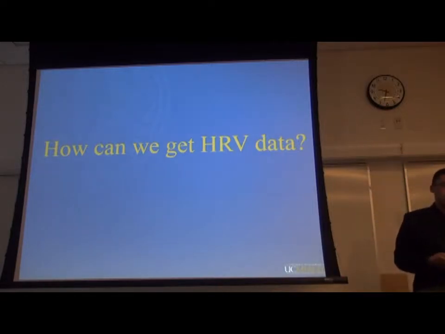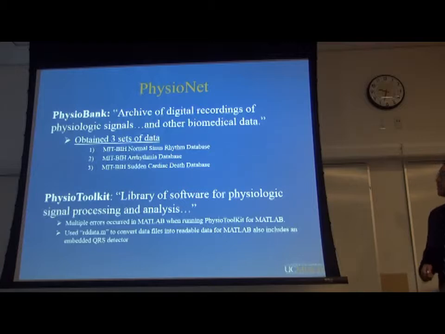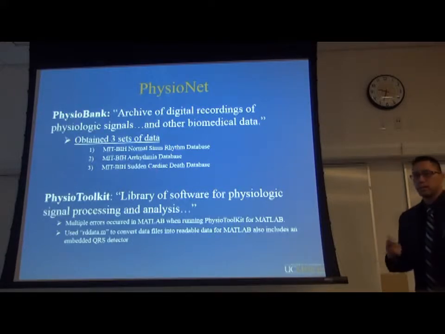Before we can do any data analysis, we need to know where we're going to get our heart data. What I used was something called PhysioNet, which is a great website for getting a lot of EKG data. The three main sets that I looked at were from mainly MIT and Boston Institute of Health for normal, arrhythmic, and sudden cardiac death.